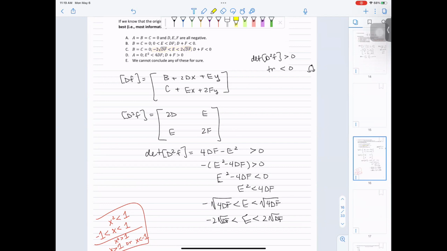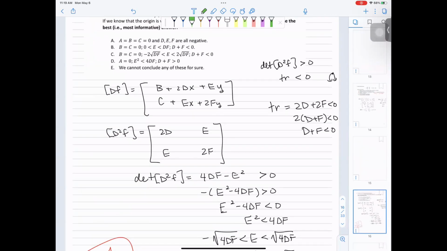Okay, so we haven't finished though. That's just a determinant condition. Let's look at the trace. The trace is going to be 2d plus 2f, and I want that to be less than 0. What does that mean? It means 2d plus 2f has to be less than 0, so d plus f has to be less than 0. All right, where do I see a d plus f less than 0? I see that here. D plus f here is greater than 0, so that's not an answer choice.